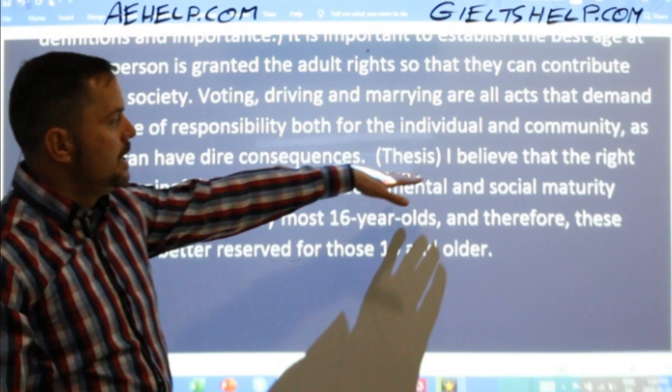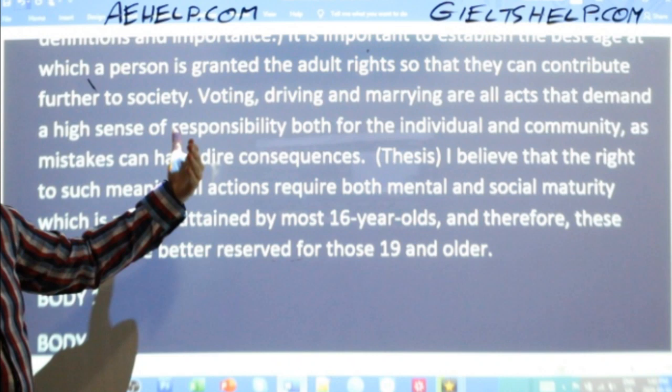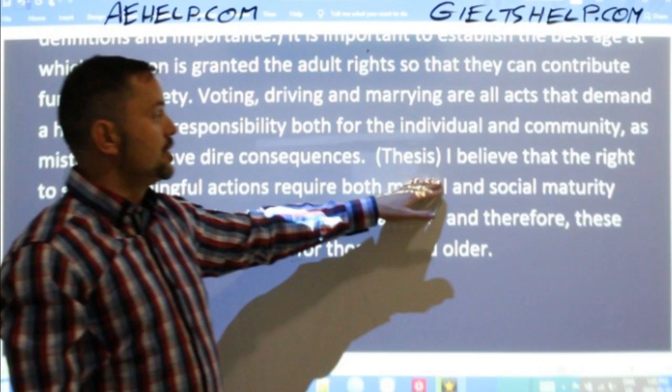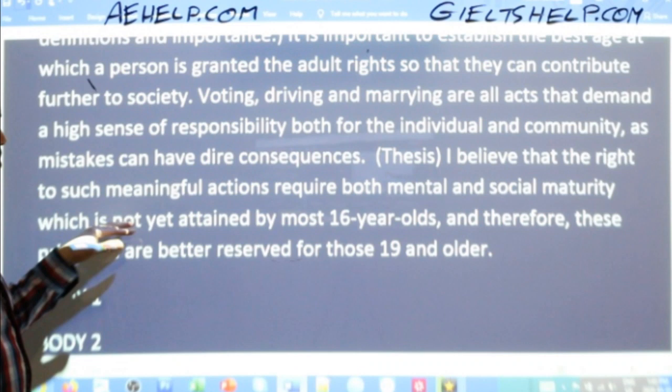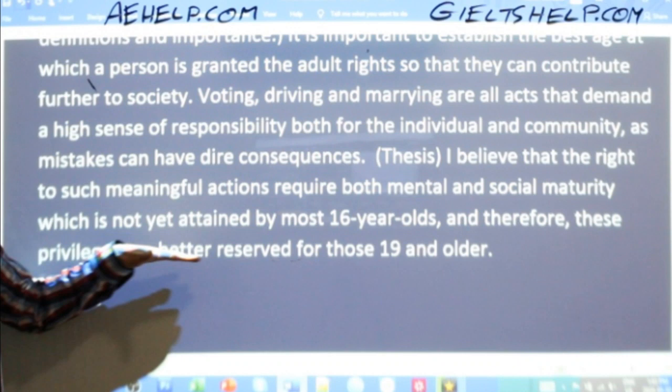I believe that the right to such meaningful actions, so I don't want to repeat voting, driving, and marrying. So instead, I describe it, I use descriptive paraphrasing, which of course many of you learn on our websites. So I believe that the right to such meaningful actions require both mental and social maturity, which is not yet attained by most 16-year-olds. And therefore, these privileges are better reserved for those 19 and older.